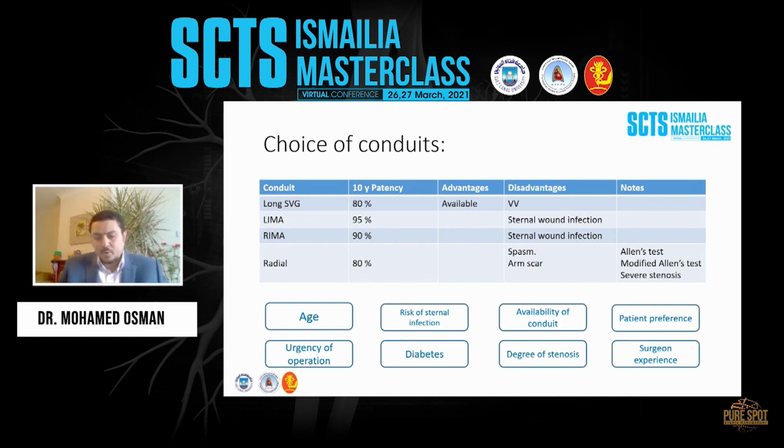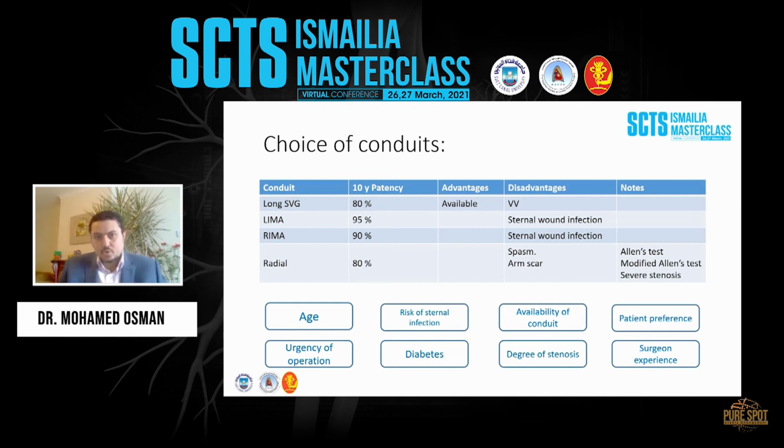Availability of a conduit is very important. For example, if a patient has a varicose vein or had stripping of the veins for any reason, we can't use the saphenous vein graft. Urgency of operation may play a role. For example, if you have an emergency crashed patient, it's preferred to use veins rather than using the mammaries. In patients with diabetes mellitus, either use a skeletonized mammary or use the mammary on one side only.